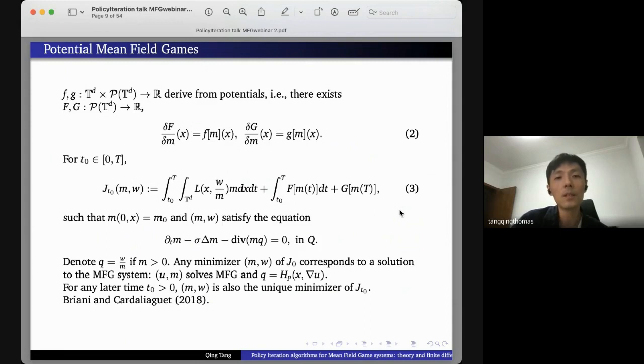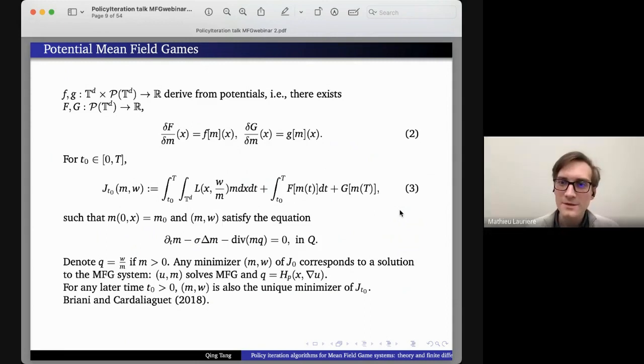Sorry, can I ask a quick question? Sure, of course. So here's (m, w). W is basically m times q, I guess. Yes. And q is equal to H_p of x, gradient u. Yes. So this pair (m, w), is it clear that the last line, or the second to last line, says that the (m, w) will be the same for any J_T0, or for different T0 you might get different (m, w)?